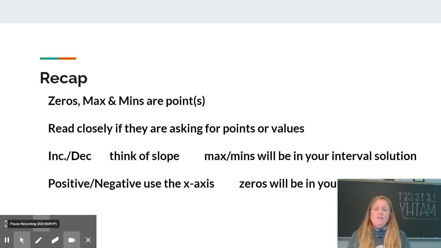Also, positive or negative intervals, use the x-axis. The x-axis is what splits the coordinate plane into positive or negative y values. The zeros will be in your solutions.